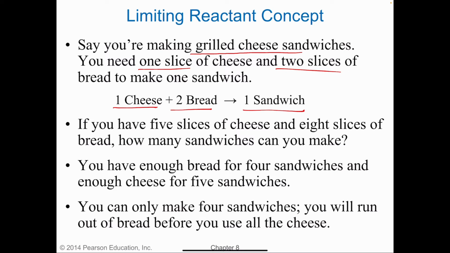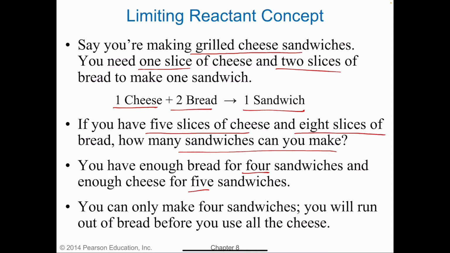So what if you've got 5 slices of cheese and 8 slices of bread? How many sandwiches could you make? So you have enough bread for 4 sandwiches and enough cheese for 5 sandwiches. So how many sandwiches can you make?